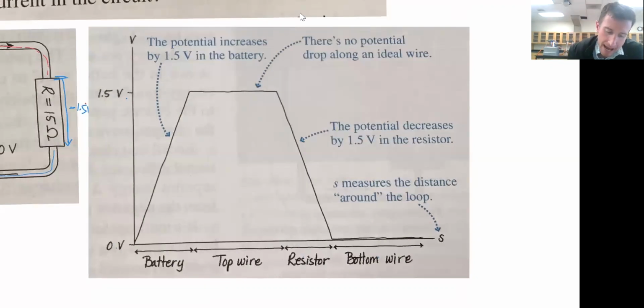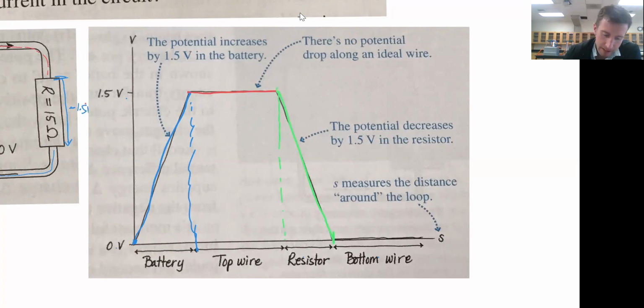So in the battery section, I am going from 0 volts at the beginning and then going all the way up to 1.5 volts. Then in the wire, I just maintain that same 1.5 volts. There's no change of voltage because there's no resistance in the wire. I hit the resistor section. Sorry, just to clarify, that is where the end of the battery is. The resistor section starts right there. And then the resistor drops the voltage down to 0.